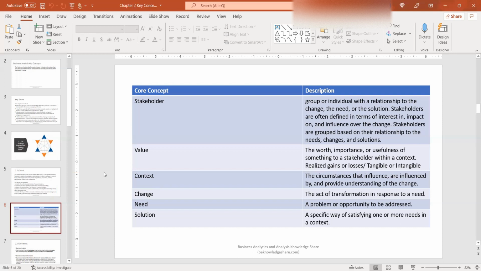Context: the circumstances that influence or are influenced by and provide understanding of the change. So you could implement a requirement and it has specific context to a project or lives within a specific context. Change: the act of transformation in response to a need. A need is a problem or opportunity to be addressed. And lastly is a solution. Solution is a specific way to satisfy one or more needs in a context.